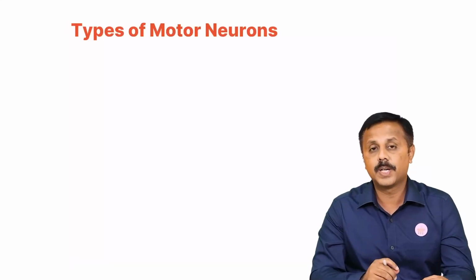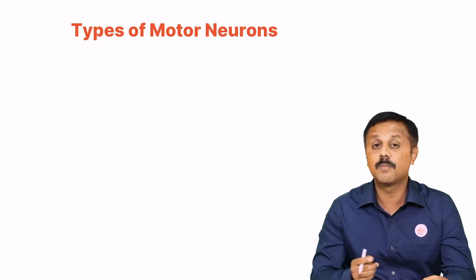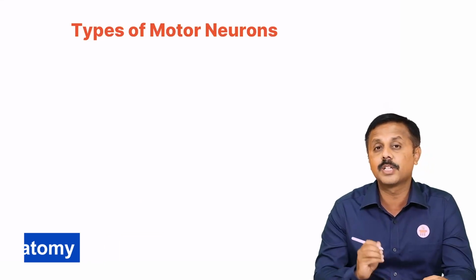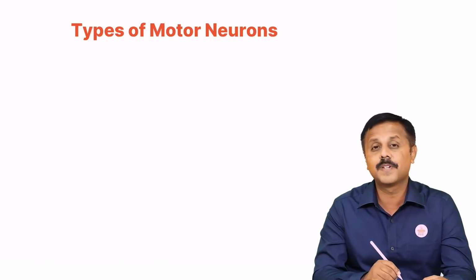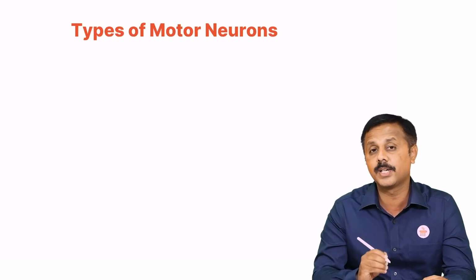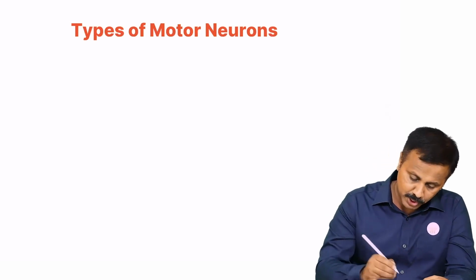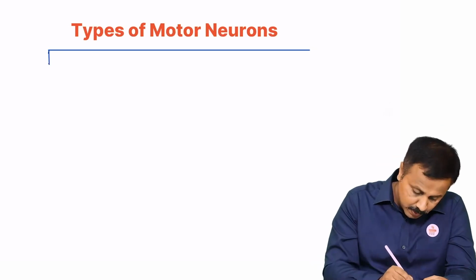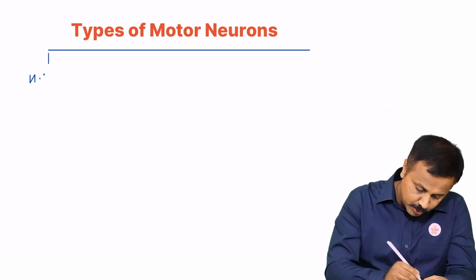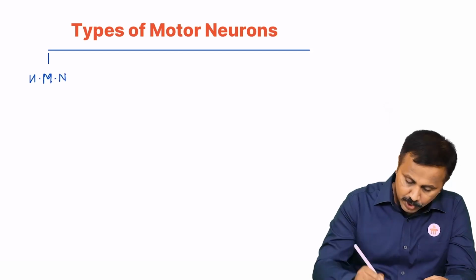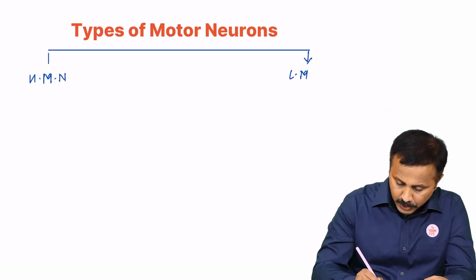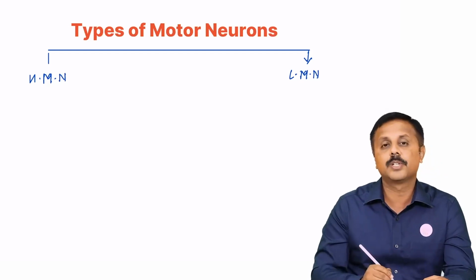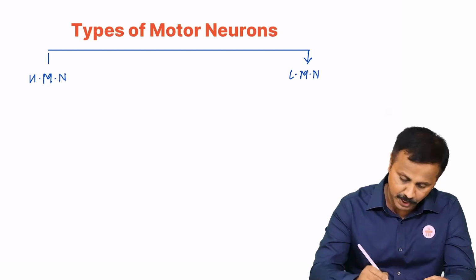Now, let's try to understand what are the different types of motor neurons. Remember, this concept is very essential to understand the clinical features of upper motor neuron lesion and lower motor neuron lesion. So, motor neurons are broadly classified into what? It is broadly classified into upper motor neuron and lower motor neuron. What exactly do we understand by upper motor neuron and lower motor neuron? Let's try to find out.